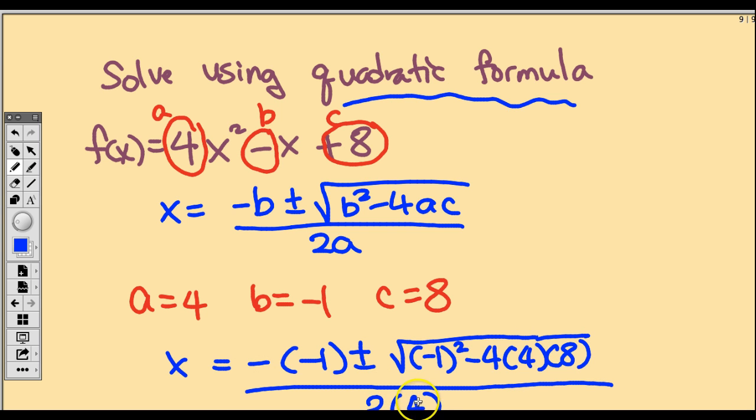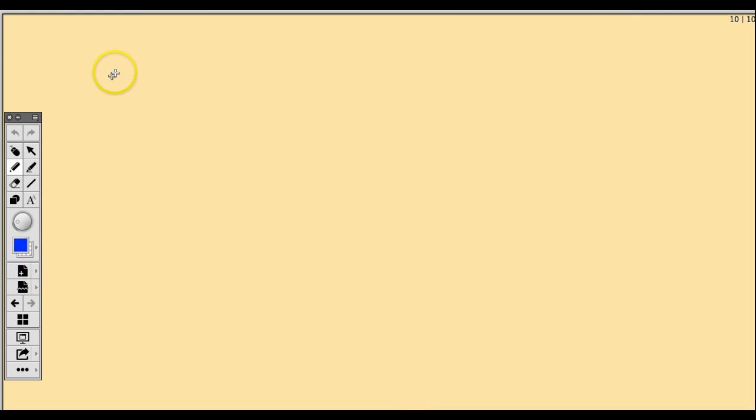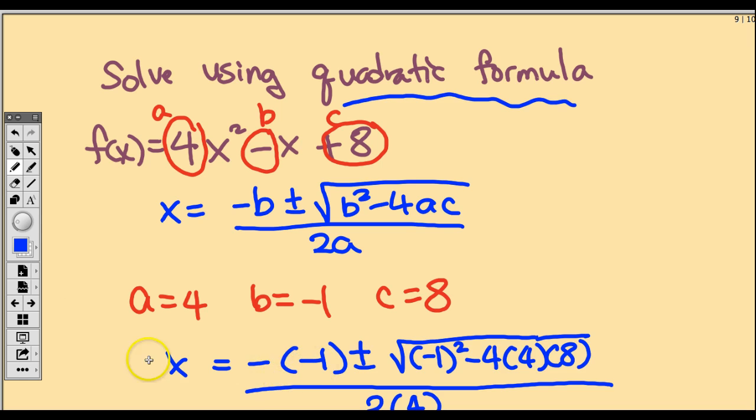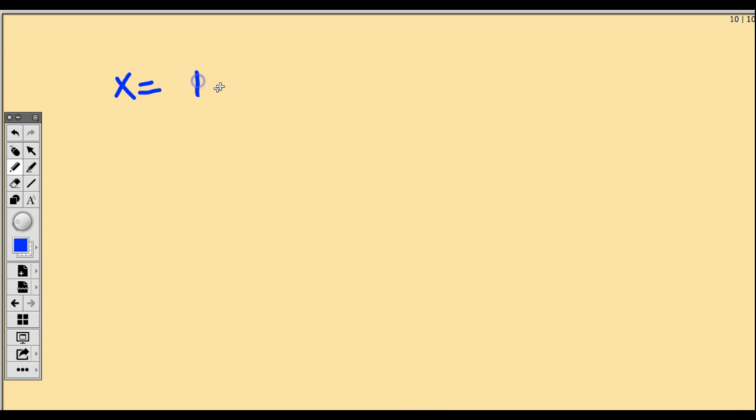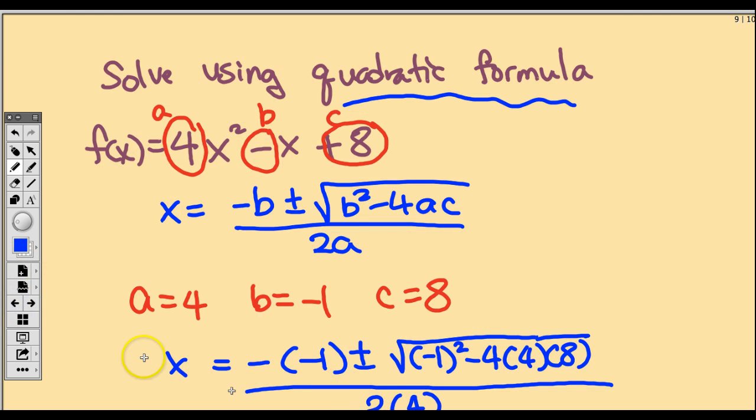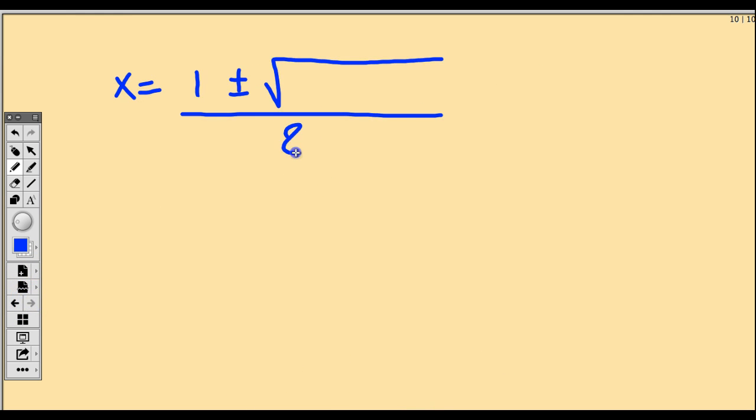And then from here, we just have to simplify, right? Okay, so there you go. X equals, I have to go back. Over here, there were 2 negatives, so that makes it a positive 1 plus or minus the square root, and then it's all over, let me go back, 2 times 4 down here is an 8, so 8.